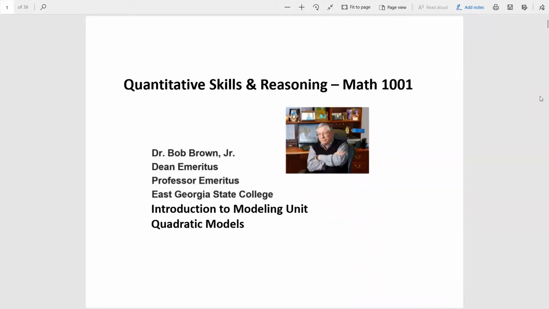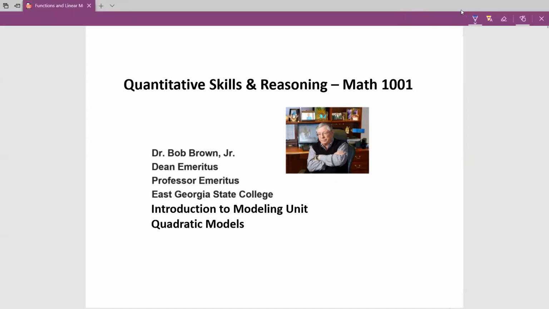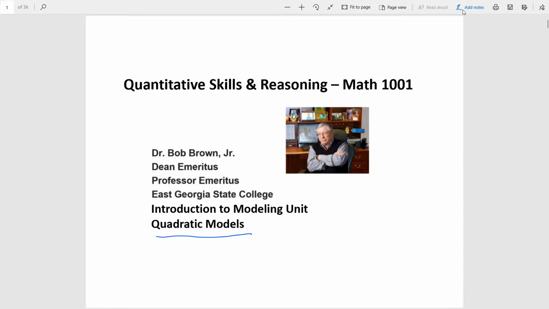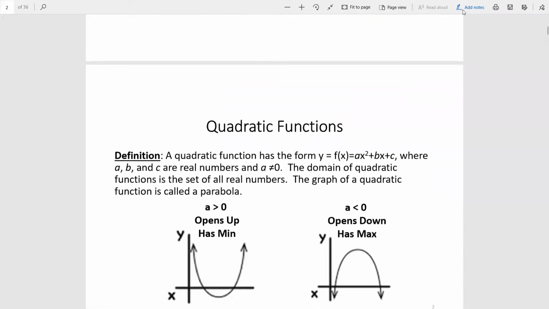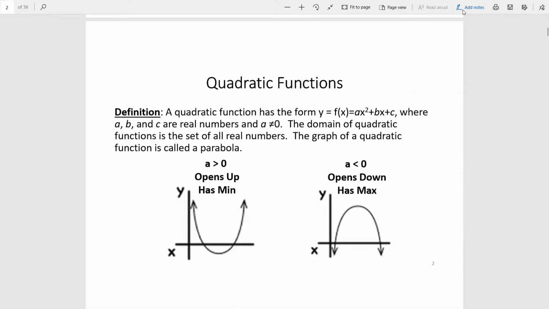In this video, we're going to continue in our modeling unit. And in particular, we're going to be covering quadratic functions, quadratic models. I'm sure you've heard of quadratic functions. A quadratic function has the form y equals f of x equals ax squared plus bx plus c, where a, b, and c are all real constants. And a cannot be zero, because if a were zero, there would be no x squared term, and so it would not be quadratic.